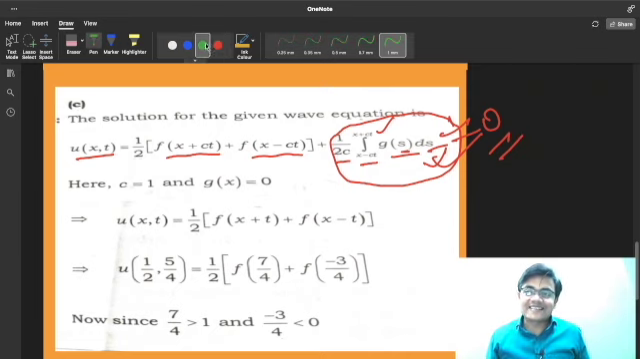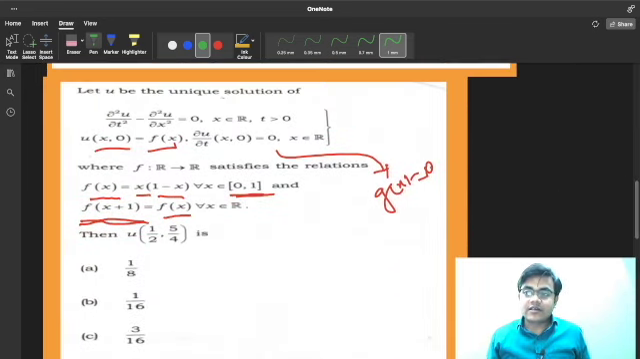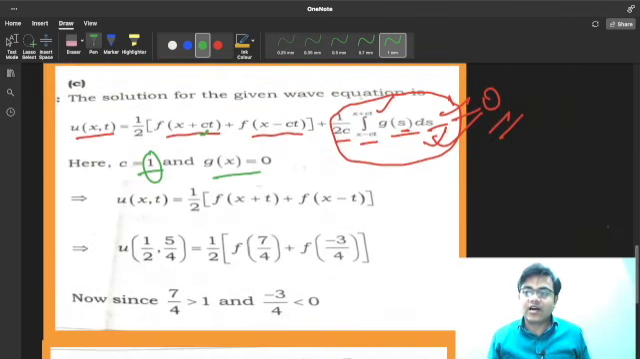Okay, because your g(x) has become 0. Your c is 1 and g(x) is 0. So in place of c we will put 1. You already know what this is; you can write it as this. Here your c is 1, so in the formula also, in place of c we will put 1. Then it will become half f of x plus ct, plus half f of x minus t, because c is 1. And this term will become 0. All these terms are going to become 0.